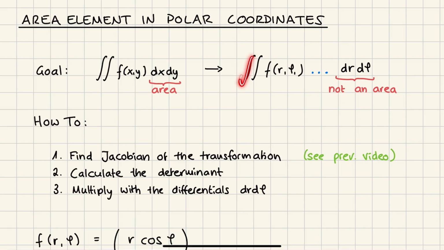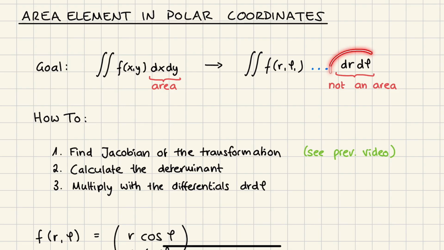However, if we transform this integral into polar coordinates, the differentials are obviously also going to reflect the variables of the respective coordinate system, so in our case r and phi. But the problem is that's not an area. Just thinking in terms of dimensions, this is a length and this is an angle, and length times angle is never going to give us an area. But for the integral to work, this needs to be an area. So we need an additional factor that we can multiply with those differentials that makes this thing an area element.